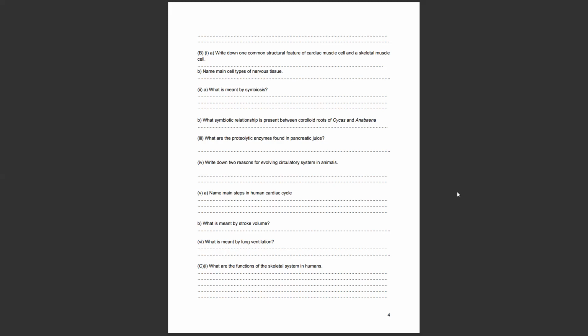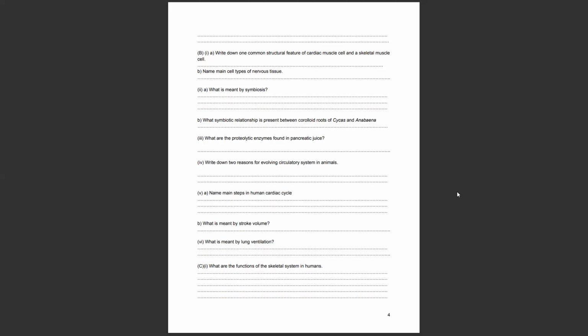Next one. What is meant by symbiosis? Symbiosis is an ecological relationship in which two species live in close contact with each other. 1 mark. B. What symbiotic relationship is present between coralloid roots of Cycas and Anabaena? Right? We discussed this question in the microbiology lesson. That is mutualism.